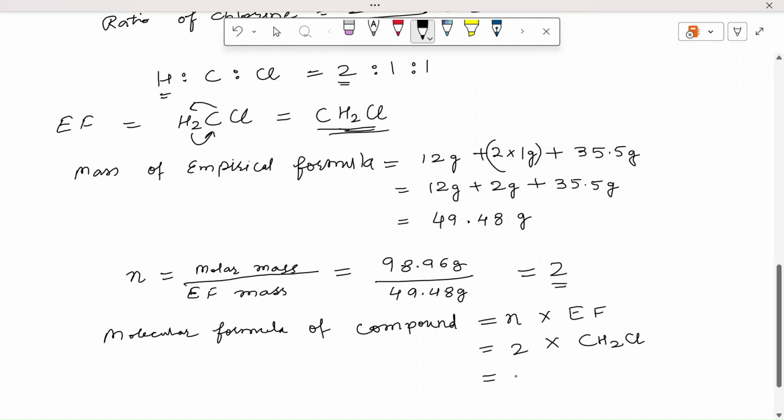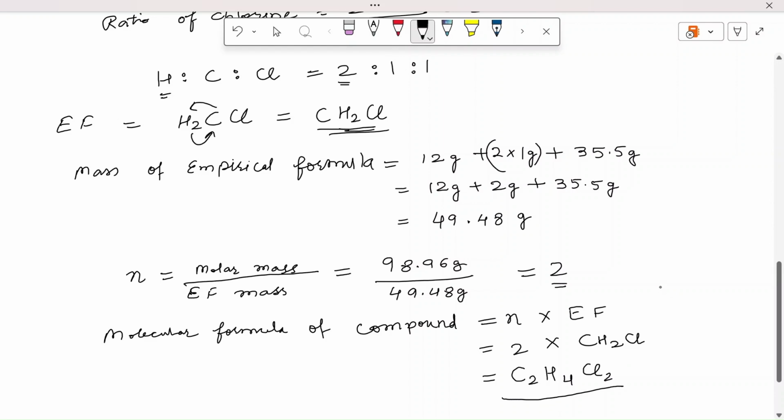So that means the carbon becomes double. Carbon was 1, now it becomes double, means C2. Hydrogen also becomes double. It was 2, now it becomes 4. And chlorine also doubles, that is, chlorine was 1, and after multiplying it with 2, it becomes 2. So the molecular formula of the compound is C2H4Cl2.